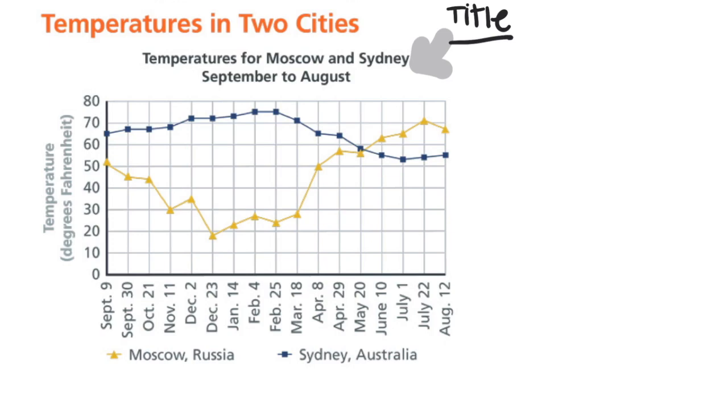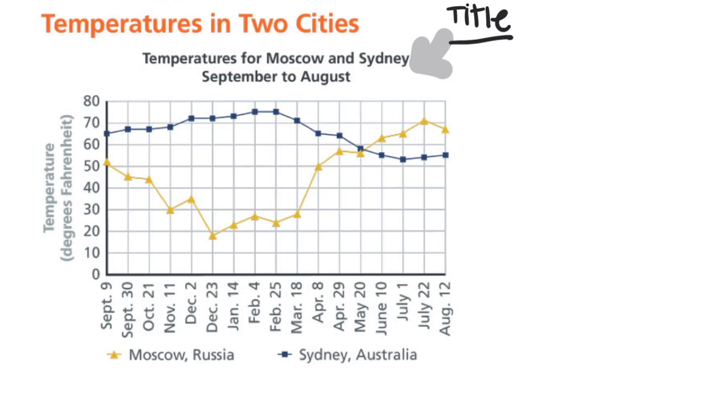So what does it mean if I go to this point right here? What is this telling me? Okay, it's showing me that this was December 23rd, and that it was about 19 degrees Fahrenheit during that season. When I look over here, I'm comparing that same date, December 23rd, and it's about 71 degrees during that season.